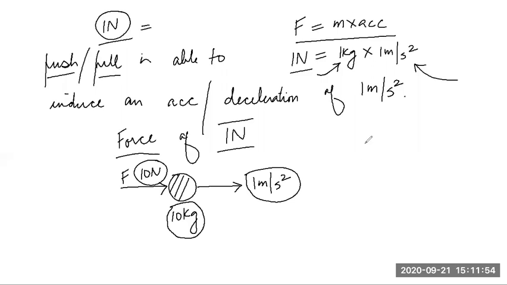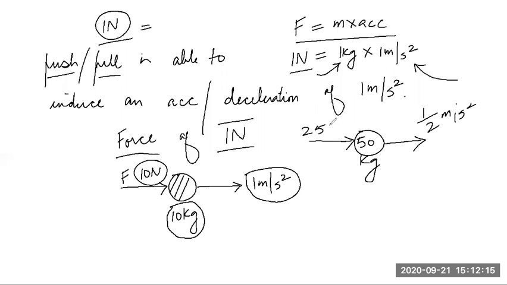If you want to accelerate 50 kg of body by an acceleration of half meter per second square, how much force you have to apply? 25 Newton. Beautiful. No, not 100. You have to apply only 25 Newton force. Why? Because force is MA. So 50 into 1 by 2 is not 100. That is 25.